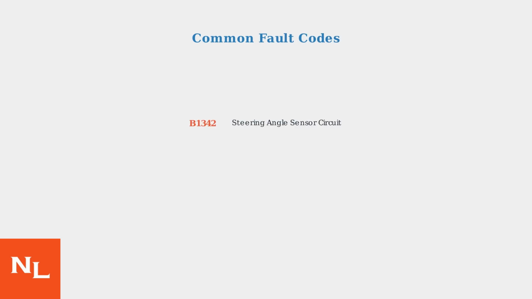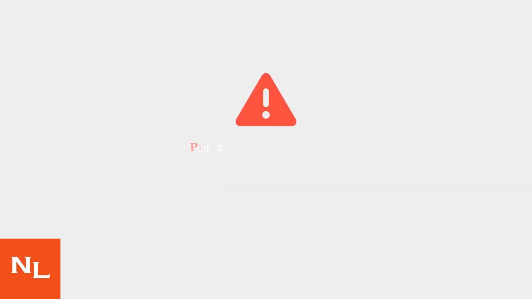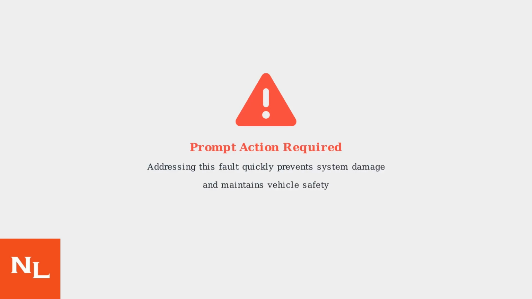Common fault codes associated with this issue include B342 for steering angle sensor problems, B1343 for torque sensor faults, C1277 for communication errors, U0415 for ABS module data issues, and P0607 for control module performance problems. Addressing this fault promptly is crucial to prevent system damage and maintain vehicle safety. Ignoring the warning can lead to complete steering assist failure.